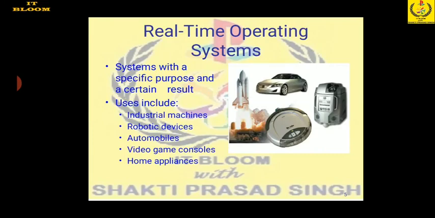Real-time operating systems are also found in many types of robotic devices, fuel injection systems in car engines, video game consoles, and home appliances like fridge and washing machine. When the work has been done automatically, it will be switched off. That is real time, exact time, and accordingly they will execute.